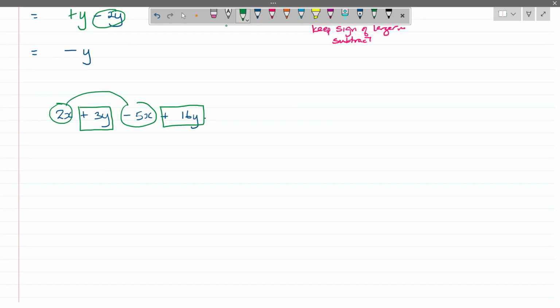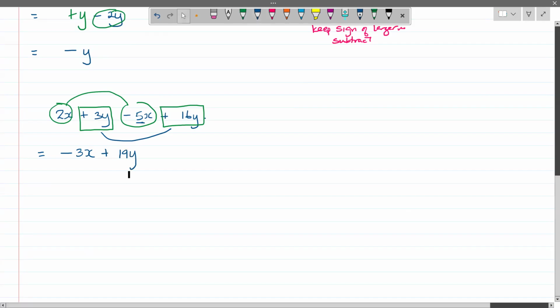So 2x minus 5x. I think you have the hang of this by now. We keep the sign of the larger number. So you get minus, and 2 from 5 will give me 3x. And then if we do the 3y plus 16y, both signs are the same. So we could keep that sign, which is plus, and add 3 and 16 and get 19y. Is everybody okay with that? Multiple thumbs up if you're okay with that.